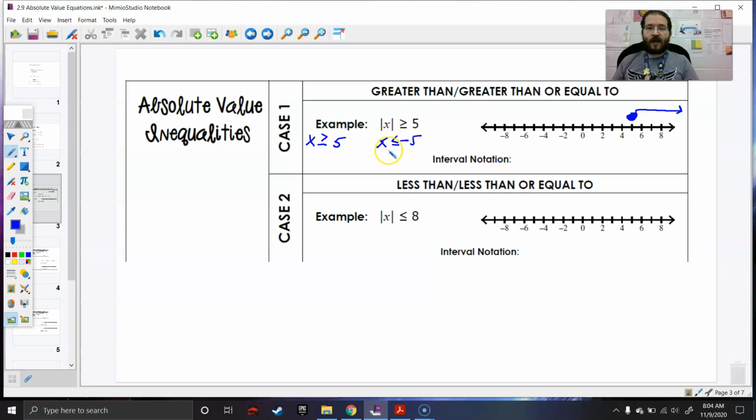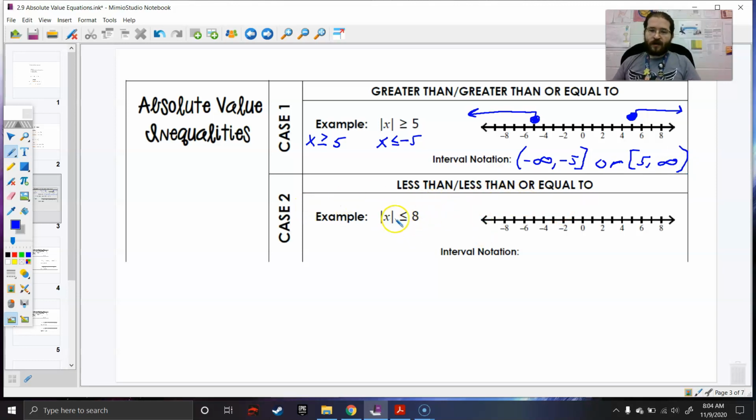And then for this one, since we have less than or equal to negative 5, it's going to be a closed circle, and for our less than terms we get that. So for this case, we're going to have parentheses, negative infinity, comma, negative 5. Since it's included, we'll make it a bracket. Or, and then we have a bracket 5, comma, infinity.